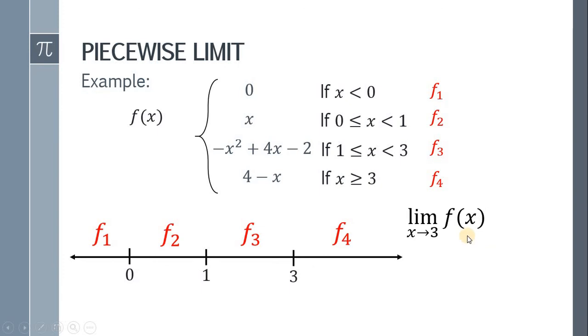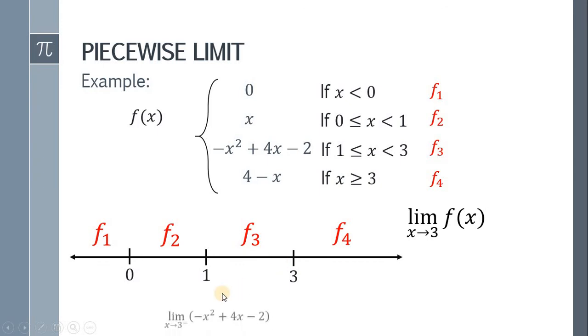Next, we need to find the limit of f of x as x approaching 3 coming from the left side. So, ito yung 3 natin, coming from the left side. So, alin yung gagamitin natin? Yung 1, yung 2, o yung 3? Siyempre, hindi pwede yung 2 kasi hanggang dito lang siya sa 1. Hindi rin pwede yung 1 kasi hanggang dito lang siya sa 0. So, therefore, yung gagamitin natin ay yung function 3.